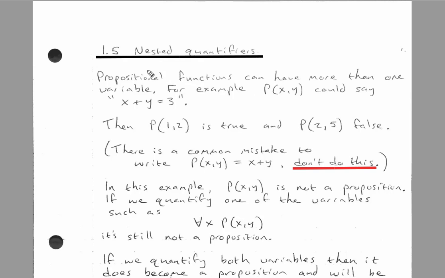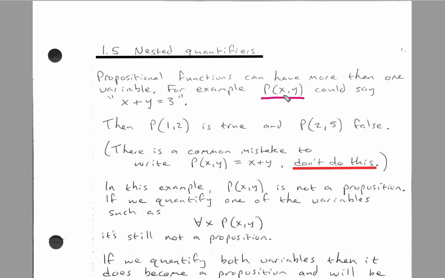Let's look at the next section, 1.5 nested quantifiers. Alright, so this idea of a propositional function we've been looking at. Here's an example with two variables. So this is p of x comma y. Again, this is a function. This is the function notation.